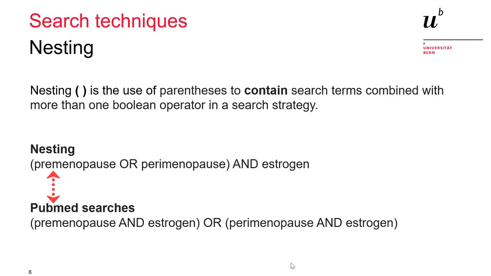Nesting is the use of parentheses to contain search terms, combined with more than one Boolean operator in a search strategy. It can be used to simplify and shorten your search. For example, with nesting, we can search (premenopause OR perimenopause) AND estrogen. Without nesting, we would have to search premenopause AND estrogen OR perimenopause AND estrogen. This is another thing to be careful with. By putting your parentheses in the wrong spot, you can end up confusing the database and end up with searches that don't make sense or that won't run at all.